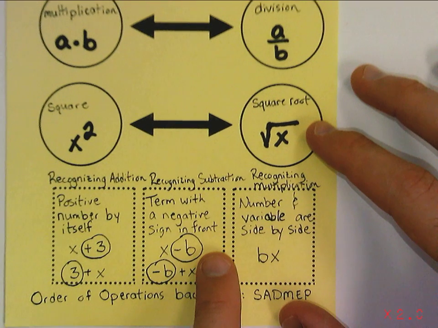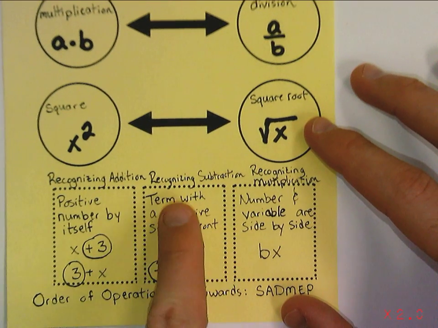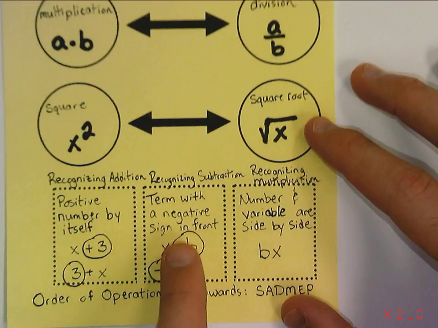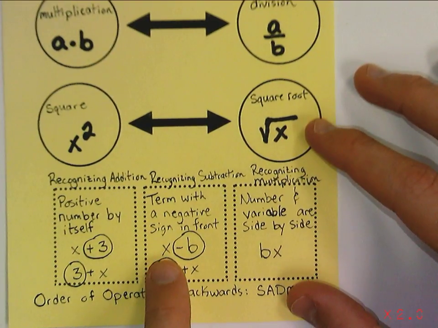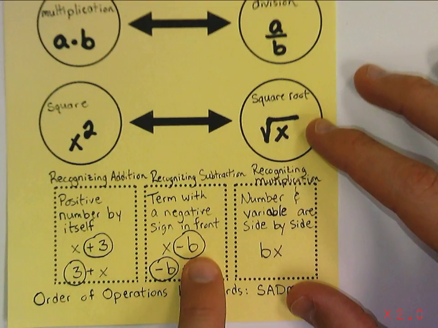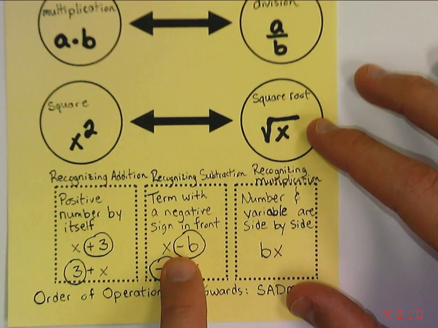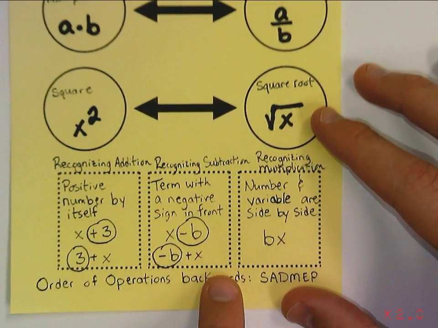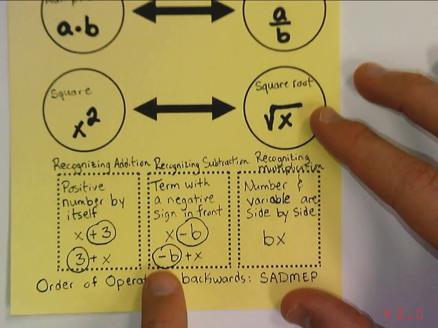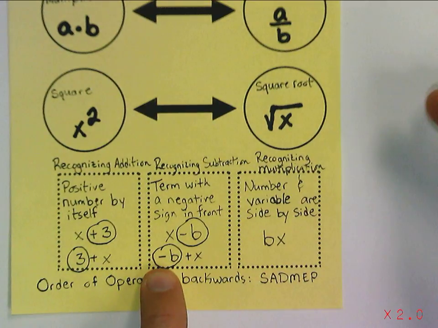With recognizing subtraction, we're also looking at the term with a negative sign in front of it. So if we have something like x minus b, I know that this b is negative because of the sign that is in front of it. Same thing here. Negative b plus x is the same expression, but since the negative sign is in front of the b, I know that this b is negative.